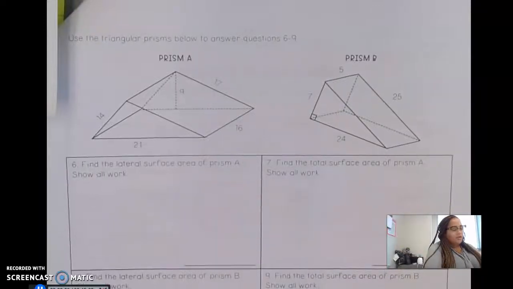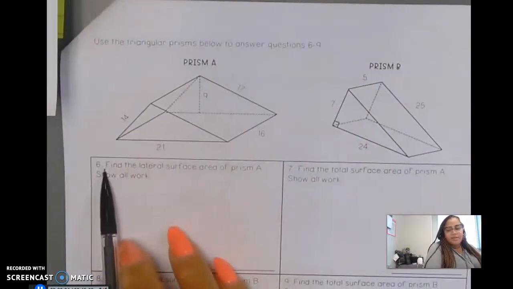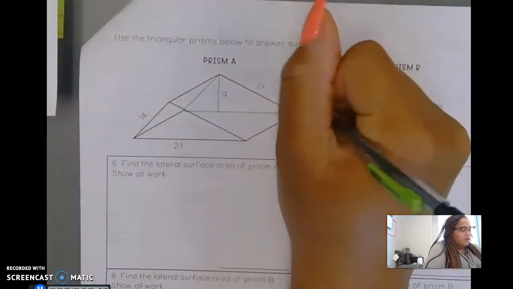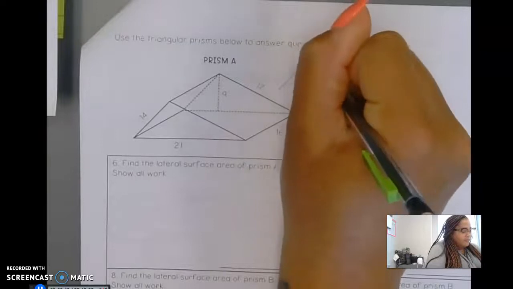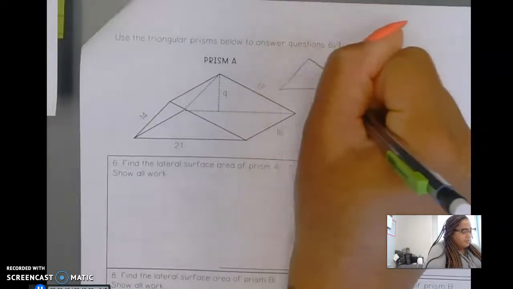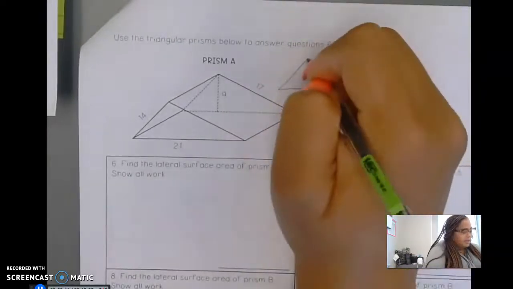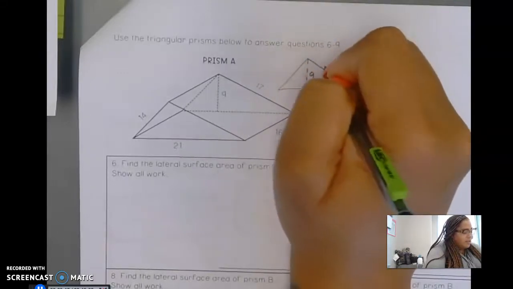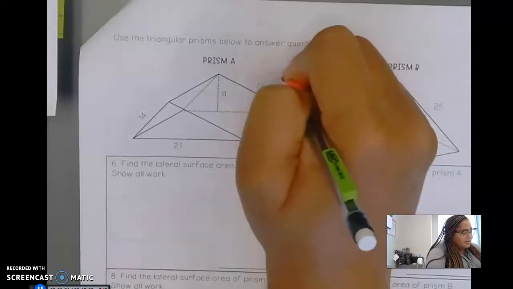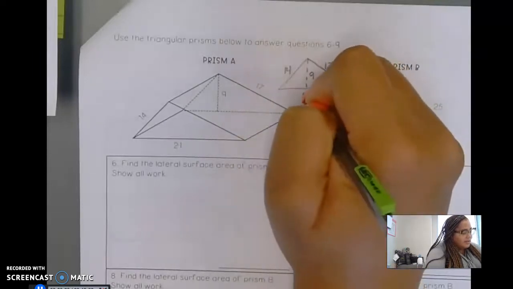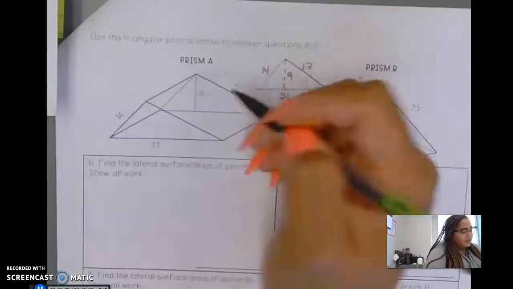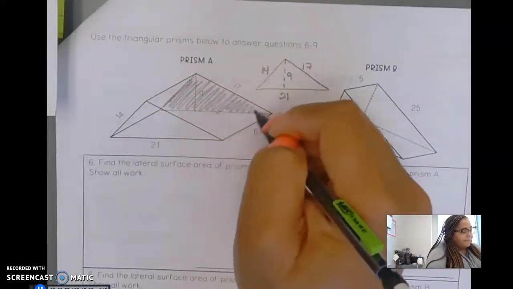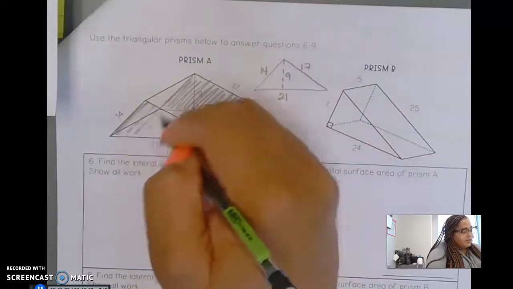Picking up where we left off, we're on question number 6 on the triangular prisms assignment. Remember, I want you to draw the triangle, well, the triangular base. Make sure to label the triangle's height, which is 9, its slants 17, 14, and the base is 21. Then shade it in.